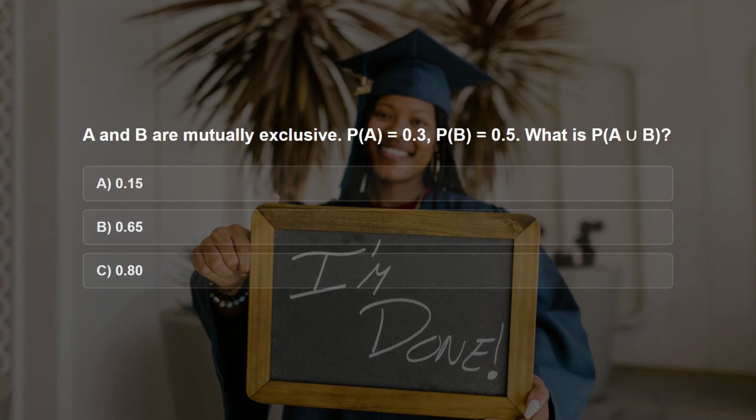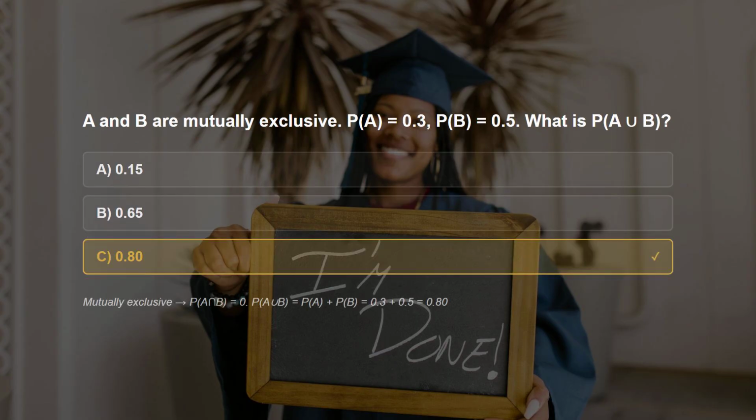If you chose 0.65, you used P of A plus P of B minus P of A times P of B. That formula assumes independence, not mutual exclusivity. Mutually exclusive events have a joint probability of 0, not P of A times P of B. If you chose 0.15, you calculated the joint probability P of A times P of B. But A and B are mutually exclusive, so the joint probability is 0, and the question asked for P of A or B, not P of A and B.